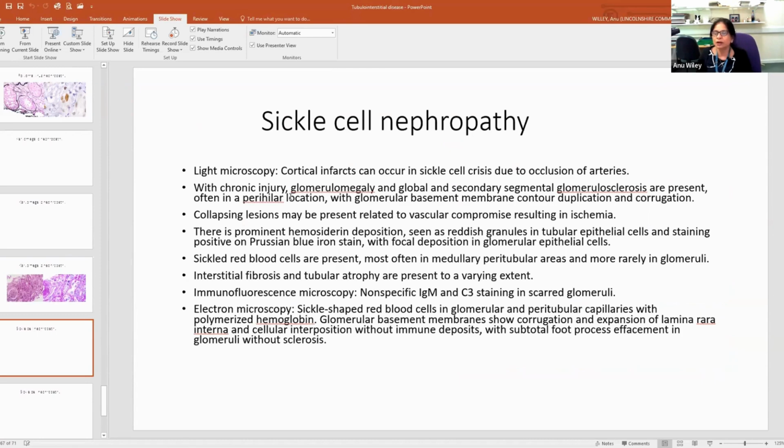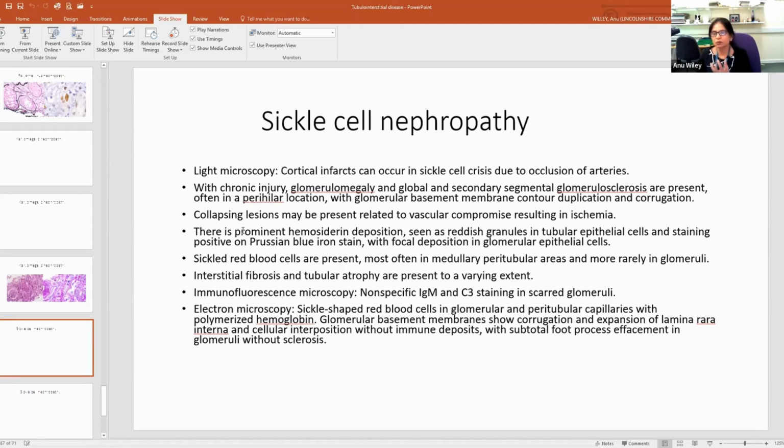But it involves both the glomeruli and the tubules. So on light microscopy, the important point is that if the patient is presenting in sickle cell crisis, you will have occlusion of the arteries causing cortical infarcts. But in patients who have long-standing sickle cell nephropathy, you see glomerulomegaly, which means that the glomeruli look relatively enlarged, and there'll be a global and segmental FSGS type picture, focal segmental glomerulosclerosis, which is predominantly perihilar.